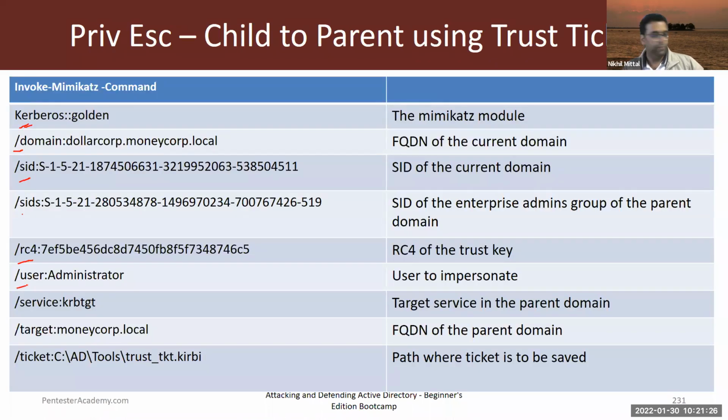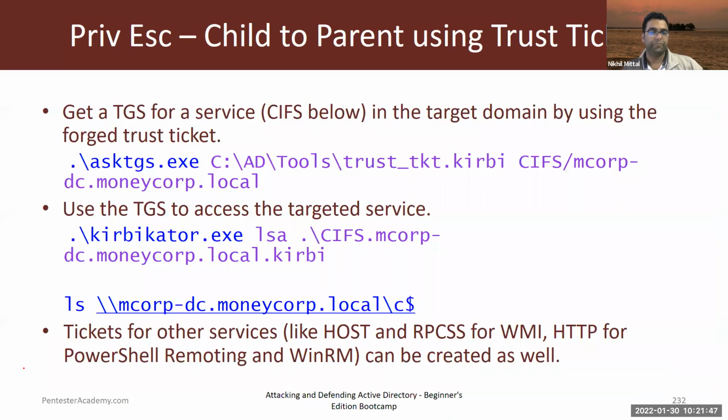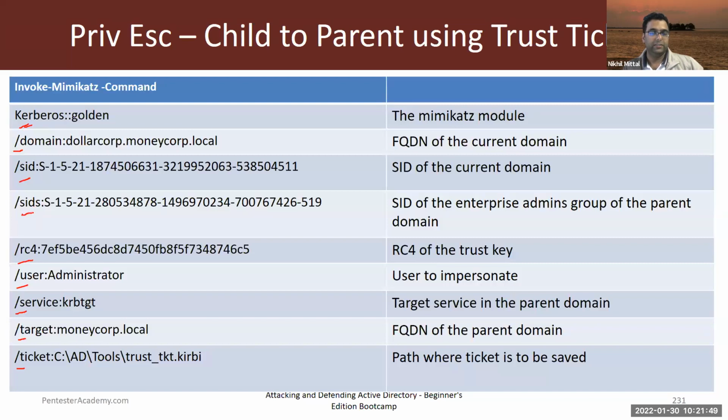The user that you would like to impersonate, always make sure that you use a valid active domain administrator. The service that you would like to access, you may like to always keep it Kirby TGT, FQDN of the target domain, and file path where you would like to save the ticket. Now, what is this SID? This is the SID history that we are going to abuse. I was expecting a question here.